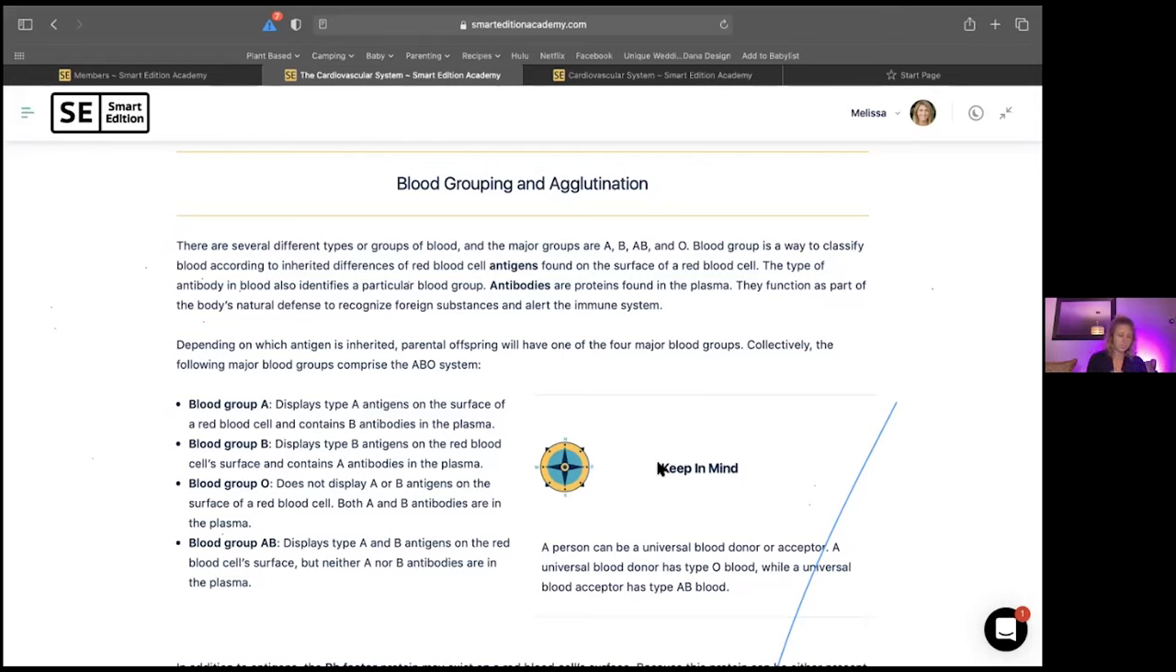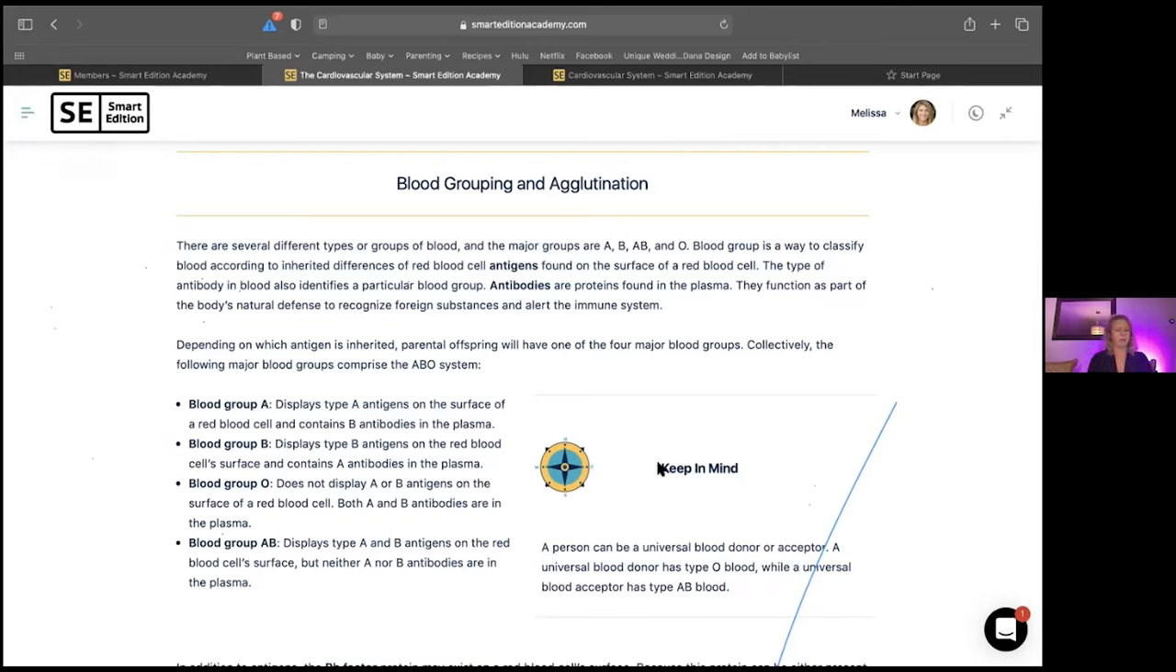In addition to getting a letter or two, a person's blood is either positive or negative. Now, this positive or negative doesn't mean that a blood is good or bad. It's just a way of keeping track of whether someone's blood has a certain protein or not.